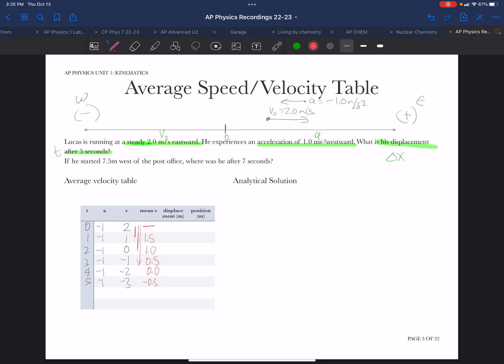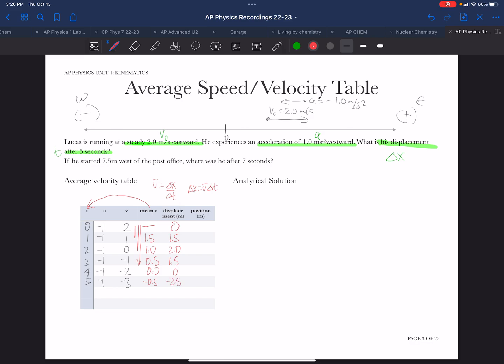Now for the displacement, if we remember, the definition of the average velocity is the total displacement over the total time. So the displacement is the average velocity times the change in time. If we take this average velocity and multiply it by the time, it will give us the displacement. So anything times 0 is 0. 1.5 times 1 is 1.5. 1.0 times 2 is 2.0. 0.5 times 3 is 1.5, and 0 times 4 is 0. And a negative 0.5 times 5 is negative 2.5.